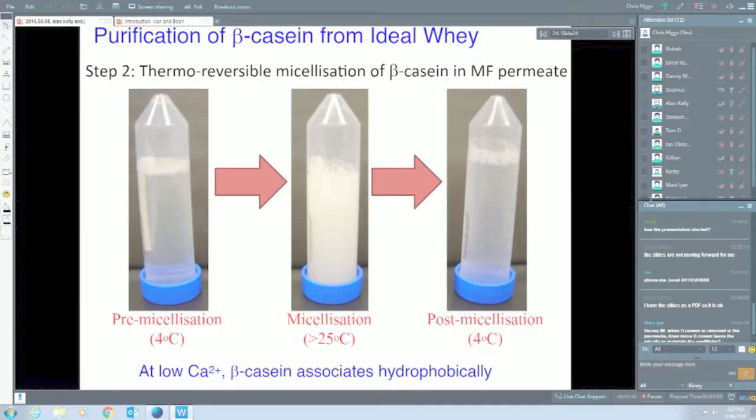where it shows the thermoreversible micellization of beta casein in that microfiltration permeate. Okay, so in the middle image there, you can see the white turbid appearance to the solution, which is caused by the beta casein micelles. So these are big enough then to be able to physically separate them from the whey proteins using the same microfiltration membrane. And when that solution is cool, then it reverts back to being a clear solution. So temperature is critically important in driving that micellization process, but we didn't want it to become uncontrolled in the presence of calcium.